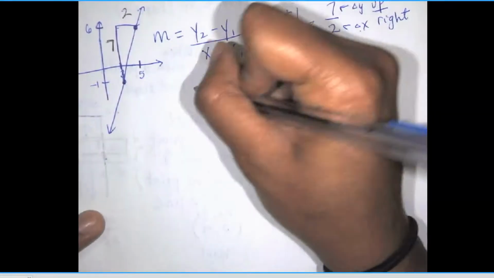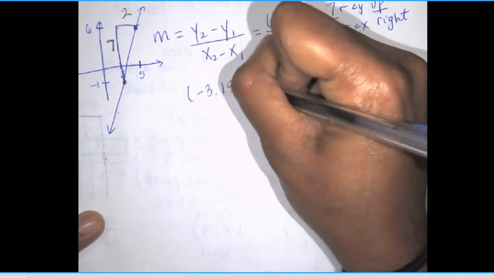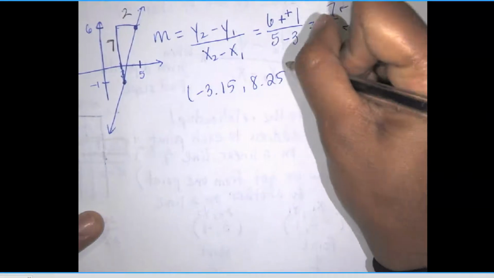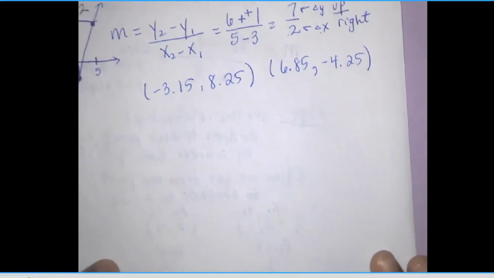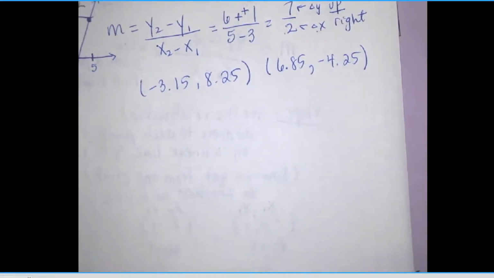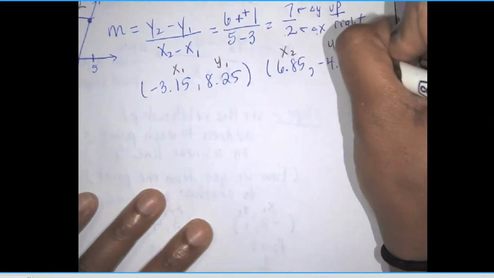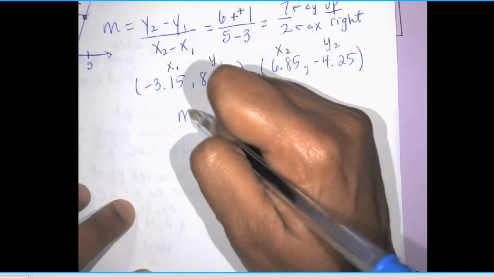All right, so here we got -3 and 1500ths, and then we have 8 and 2500ths. That's 1 point. Then another one is at 6 and 8500ths and -4 and 2500ths. Here we go. All right, so we're going to label this carefully. x1, y1, x2, y2. All right, so if our slope, m equals y2 minus y1 over.